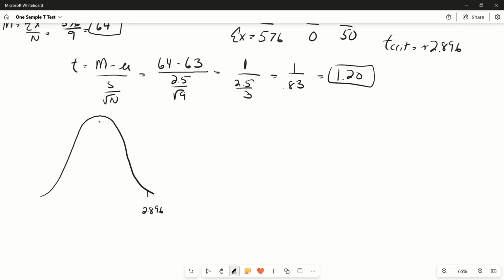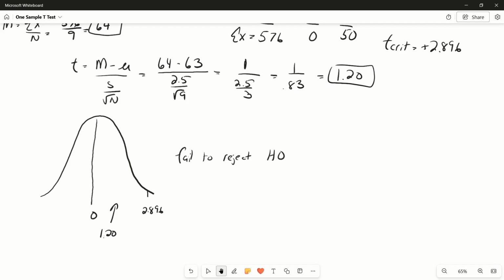My obtained value, this is 0, right? 0 is right in the middle. My obtained value is 1.20. So my obtained value is somewhere in here, right? Since my obtained value is not more extreme, it's not in the tail of the critical value, we're going to fail to reject the null here.